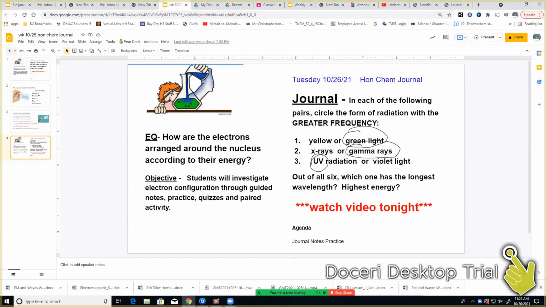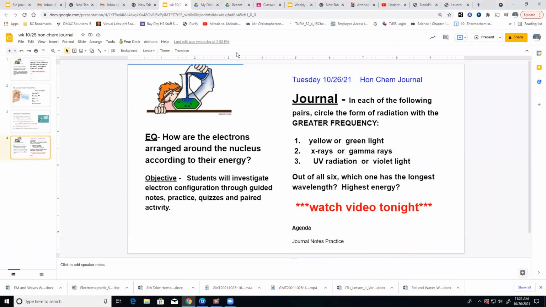And then out of all the six, which one has the longest wavelength? I think that's yellow light, isn't it? Yellow light. And then which one has the highest energy? That would be your gamma. Exactly. So those will be some similar questions, but if you did the review a couple of times, it's still open, then that'll prepare you for the quiz tomorrow.